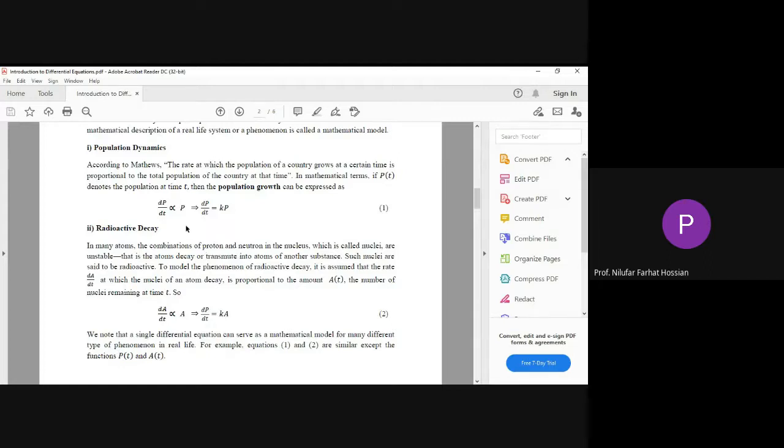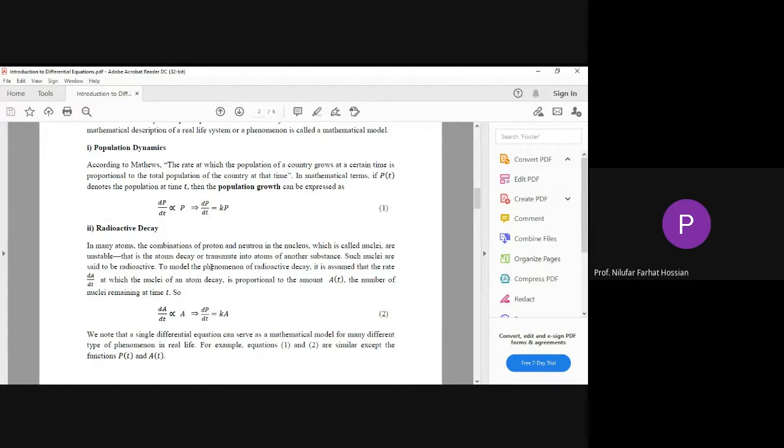Next comes radioactive decay. These are some examples in our real life which give you differential equations. So what is the definition? In many atoms, the combinations of protons and neutrons in the nucleus, which is called nuclei, are unstable. They decay. Decay means that these atoms transmute into atoms of another substance. Such nuclei are said to be radioactive. So this is the definition of radioactive decay.